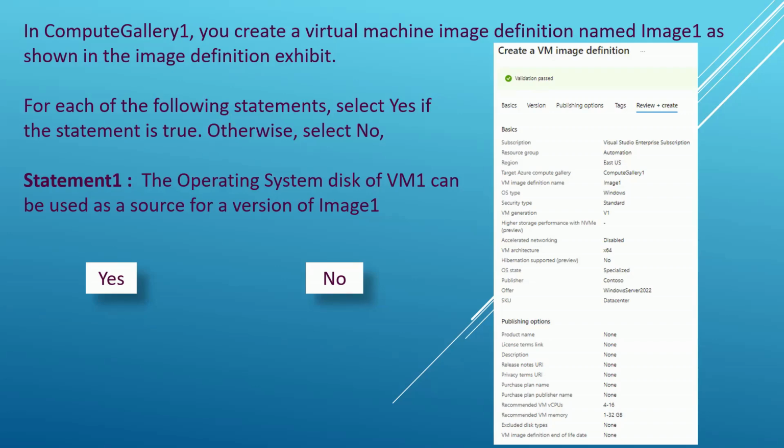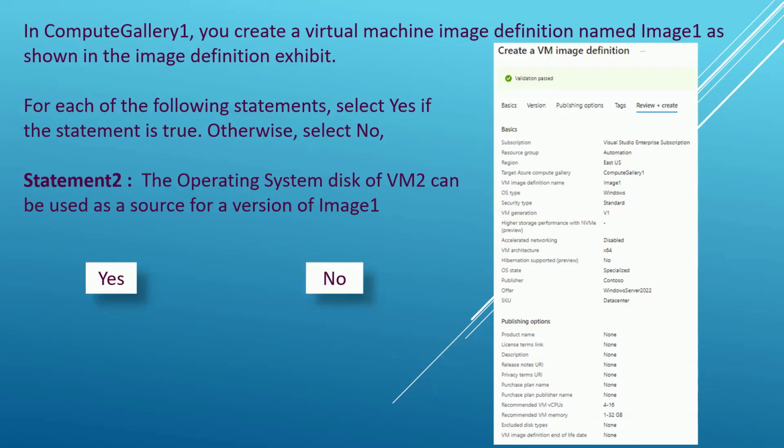Now, in the publishing options, most of the options are none, but you need to take into consideration the recommended VM CPUs, which is 4 to 16, and recommended VM memory, which is 1 to 32 GB. Now, the first statement is the operating system disk of VM1 can be used as a source for a version of image 1. Look at the VM generation in the screenshot and it says V1, which means it supports generation 1 images. However, VM1 is generation 2, so it is an incorrect statement.